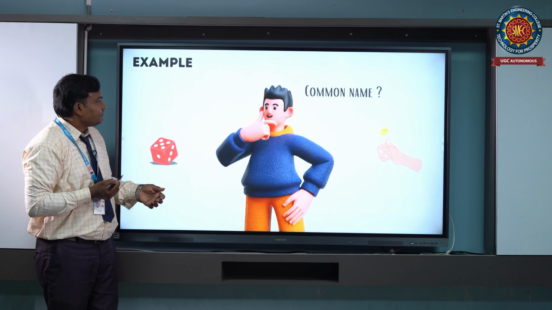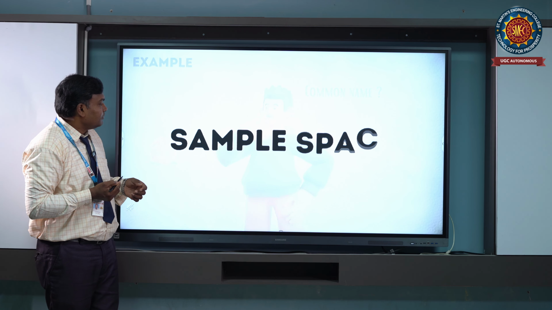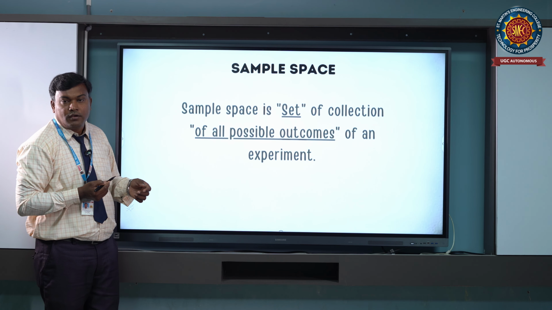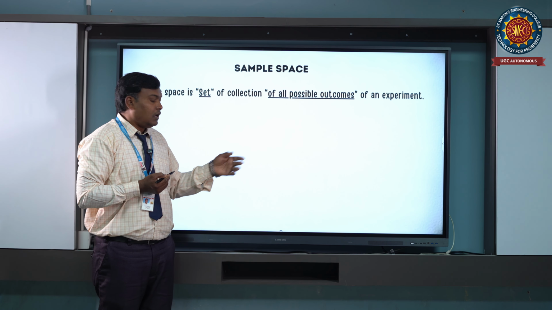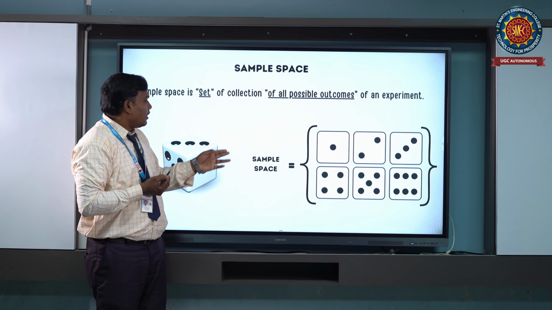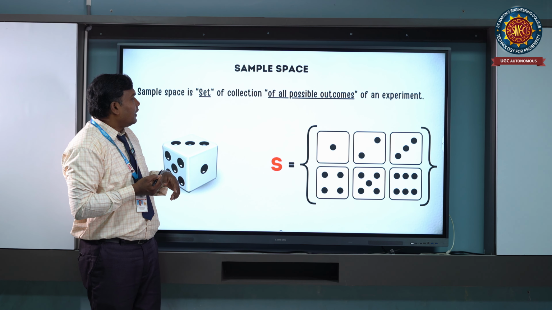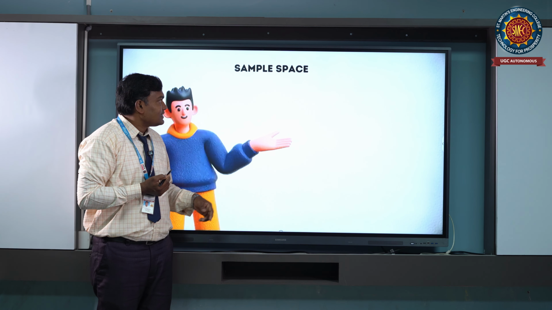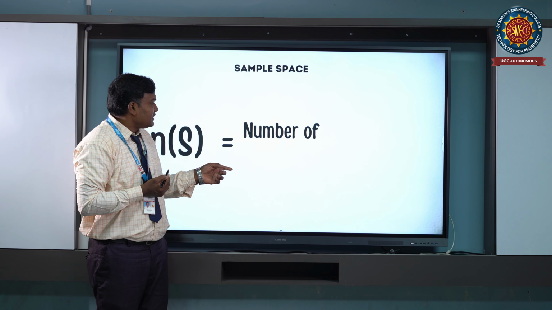Right? So here the common name given for this example is sample space. Sample space is where the set of all outcomes in an experiment is represented. So these are all possible outcomes: 1, 2, 3, 4, 5, 6. Throwing a die, all possible outcomes are denoted by capital S. Next, here sample space.